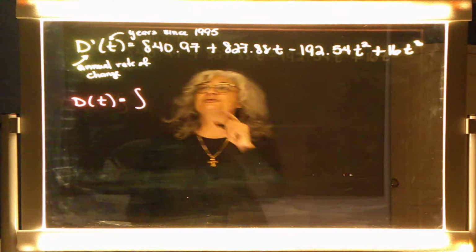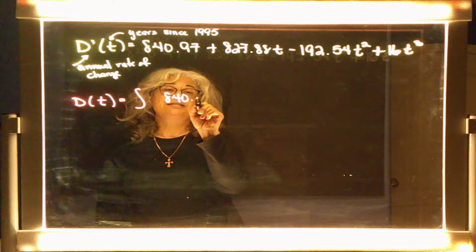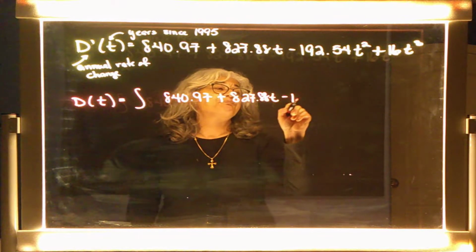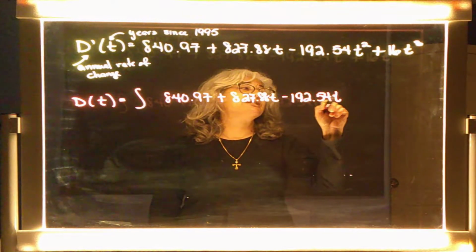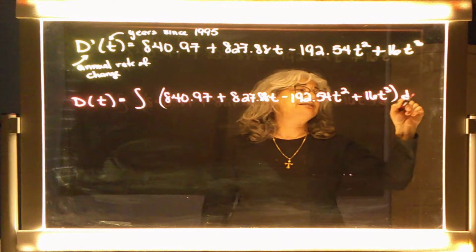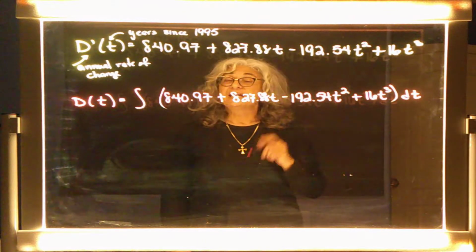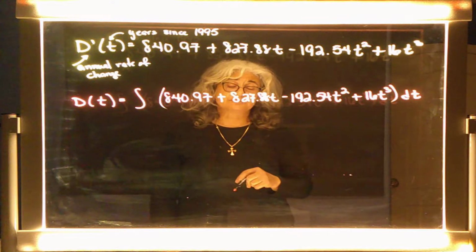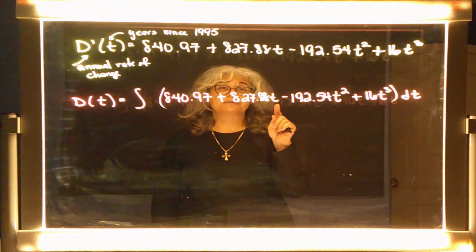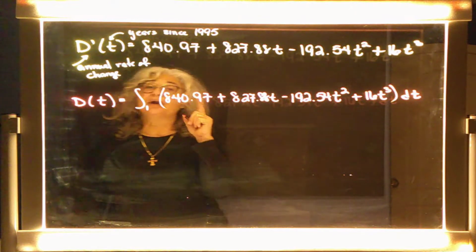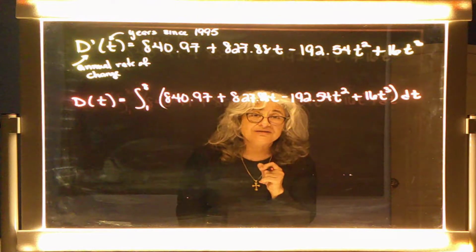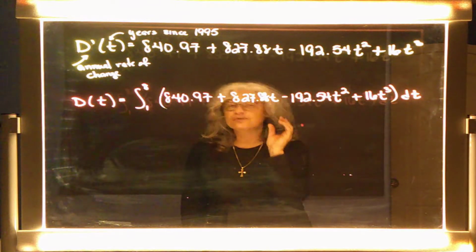And so I'm taking the integral of, as I mentioned, 840.97 plus 827.88t minus 192.54t squared plus 16t cubed, all in parentheses, dt at the end. Now, the question is, what's going to go on your integral? If they want the debt between 1996 and 2003, what are you going to put? Yeah, 1996 was year 1, correct? And 2003 is year 8.